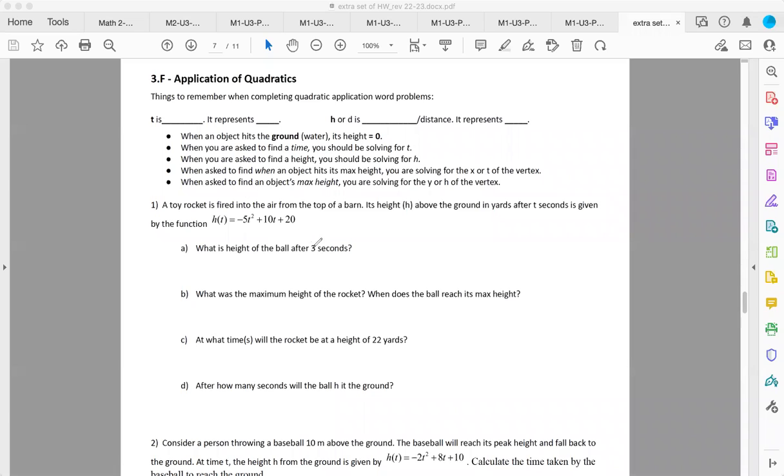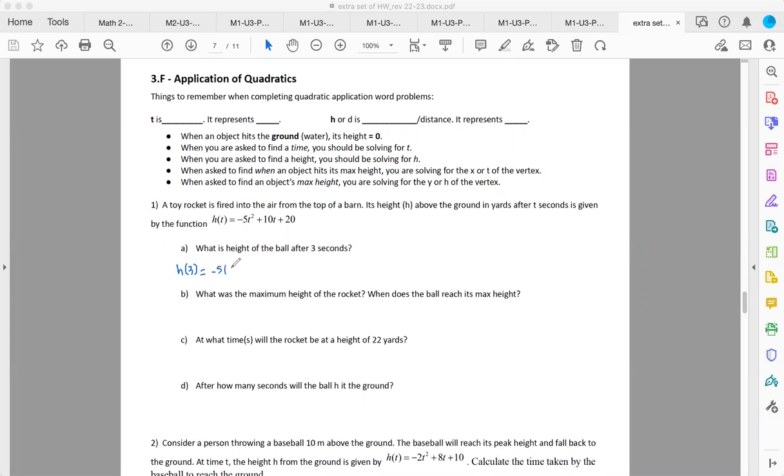For number 1, it says a toy rocket is fired into the air from the top of a barn. Its height h above the ground in yards after t seconds is given by the function h of t equals negative 5t squared plus 10t plus 20. What is the height of the ball after 3 seconds? So when they say what's the height of the ball after 3 seconds, they're really asking you for h of 3, because they want t, the time, to be 3 seconds.